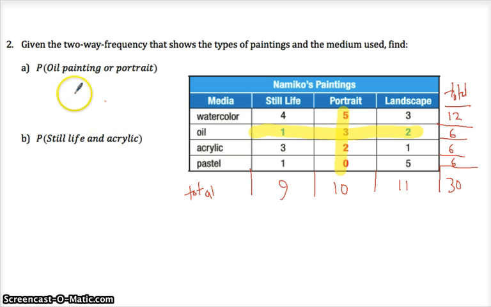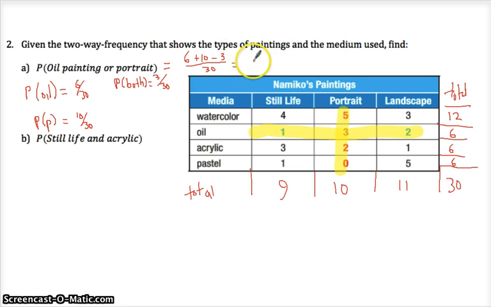All right, so we're back to here. Probability of oil was, where's the oils? Right there, 6 out of 30. Probability of portrait was 10 out of 30. But the probability of both was the 3 out of 30, so we have to subtract that. So probability of oil painting or portrait is the 6 plus the 10 minus the 3 out of 30, and so that's 13.